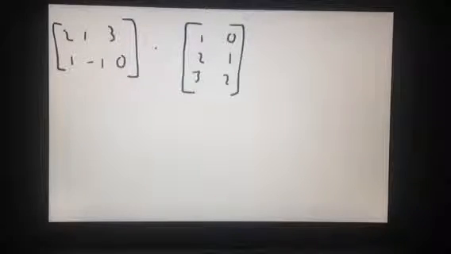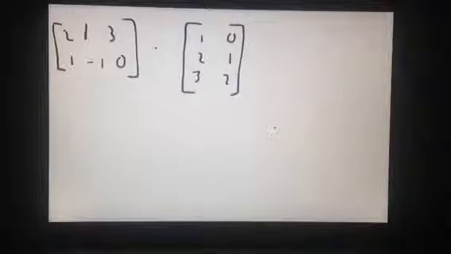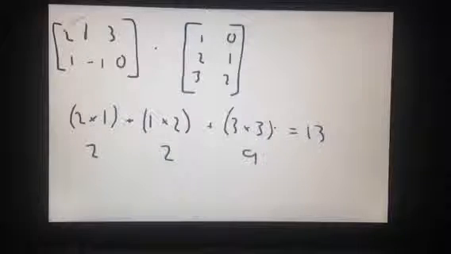Alright, so first let's check to make sure we can actually multiply these two matrices. This matrix is a 2 by 3 matrix, and this is a 3 by 2 matrix. Since these numbers are the same, we can multiply the matrices, and it will result in a 2 by 2 matrix because these two numbers are both 2. So you take the 2 in the first matrix and multiply it by the 1 in the second matrix. Take the 1 in the first matrix and multiply it by the 2 in the second matrix. And take the 3 and multiply it by the 3. And so that will give you 2 plus 2 plus 9, which is equal to 13.